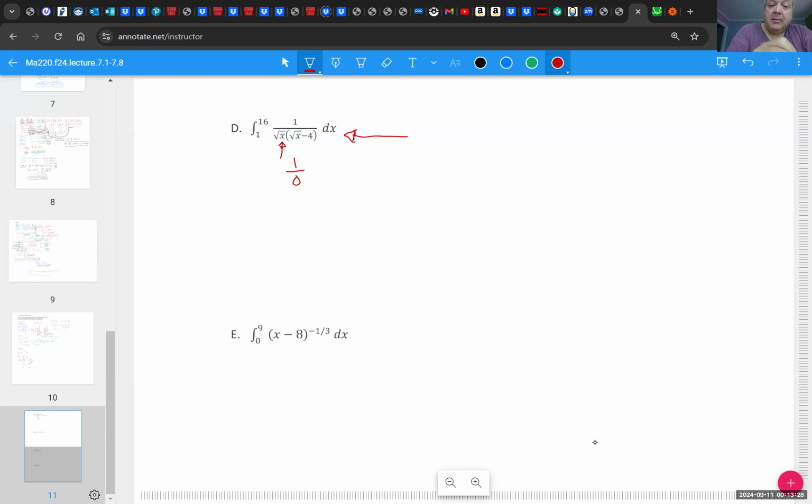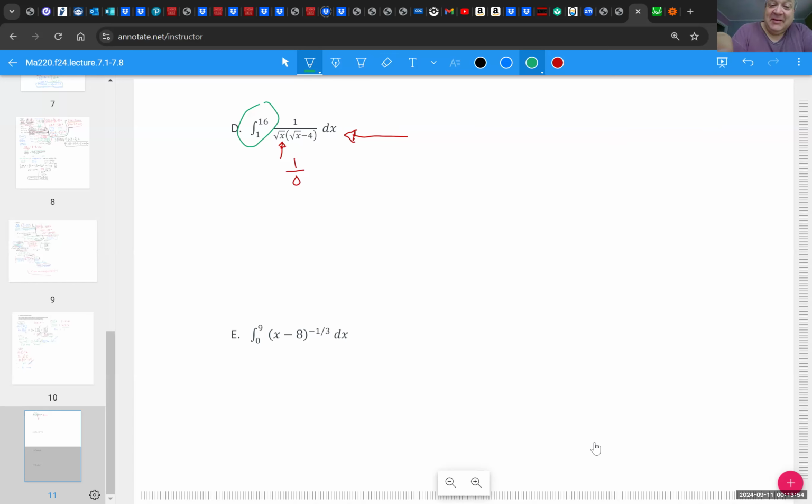But that's not really a problem, because 0 is not part of our interval. Our interval goes from 1 to 16. It doesn't have anything to do with 0. So whether or not 0 makes the thing undefined doesn't come into play, because we're only trying to find the area between 1 and 16. We're not trying to go from 0 to 16. So this on its face looks fine because there is no 0 in the interval.